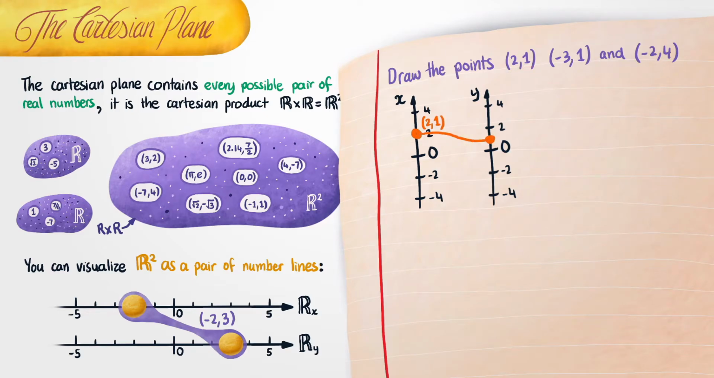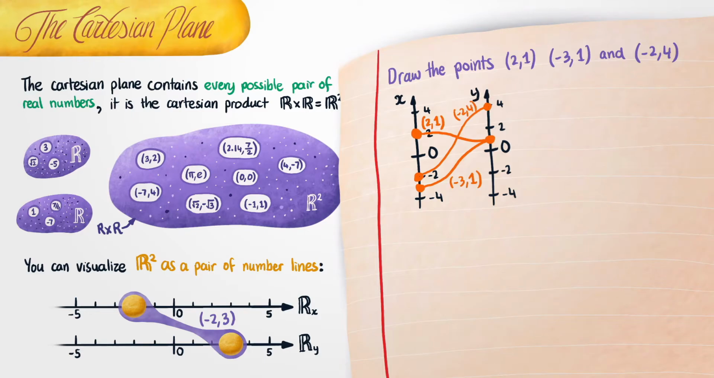Now the next point is -3, 1. And we'd say that X is -3 and Y is 1. So we're going to start by marking out -3, then marking out the same 1 that we had before. And we're going to link them as well. And as for the last point, we want to mark out the point -2, 4. So it's going to have an X coordinate of -2 and a Y coordinate of 4. So we mark that out as well and link them.